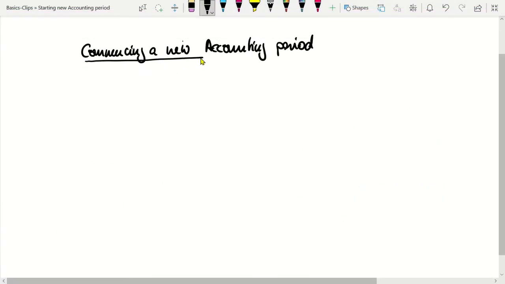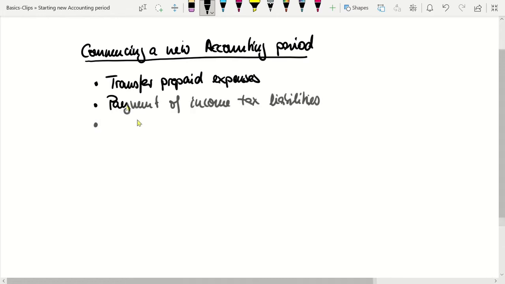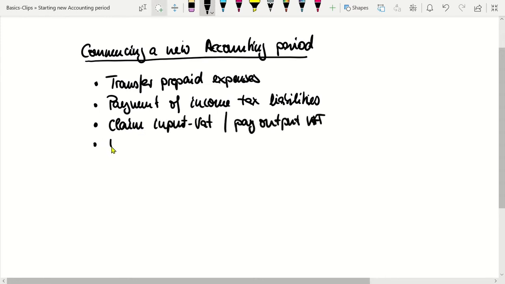In general, if we commence a new accounting period, we have a few bookkeeping entries to make. The first one has been mentioned already. We have to transfer prepaid expenses. Next, we have to make a payment for the income tax liabilities. Next, we have to claim or to pay the output VAT. We have to make a payment for dividends. It might be that we have to pay for short-term liabilities.